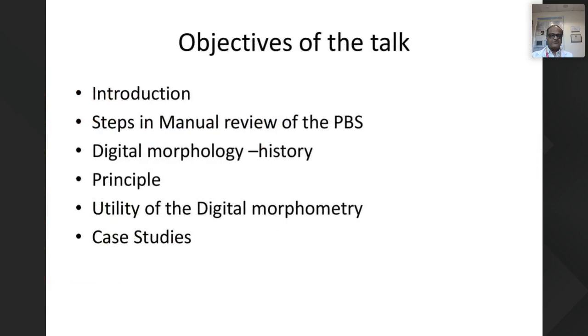With this, let me introduce the objectives of this talk. Very simple. We'll just have an introduction to the steps in the manual review of the peripheral blood smear, a bit of principle along with the history of digital morphology, and how best we can utilize digital morphometry to our convenience. Of course, we have the drawbacks also, and some case studies of how we have utilized this in the time of this pandemic also.